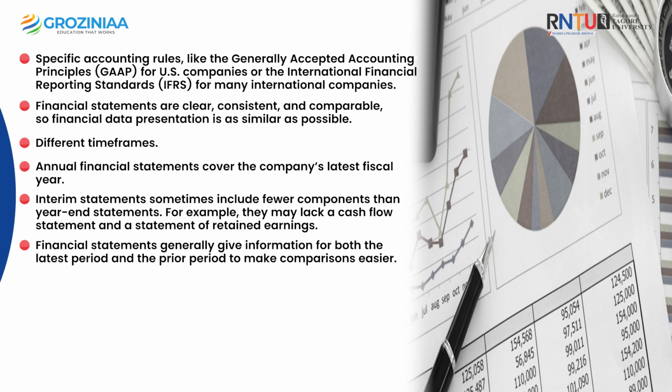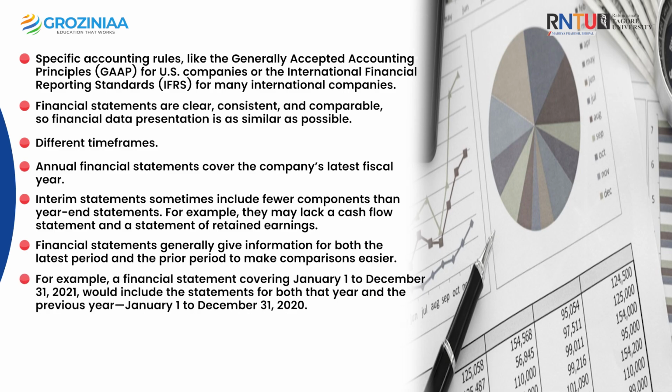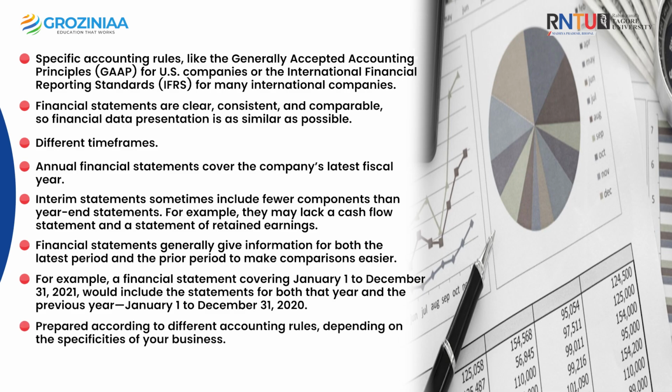Financial statements generally give information for both the latest period and the prior period to make comparisons much easier. For example, a financial statement covering 1st of January to 31st of December 2021 would include the statements of both the year, that is 2021, and the previous year, that is 1st January to 31st December 2020. Financial statements may be prepared according to different accounting rules depending on the specificity of your business.